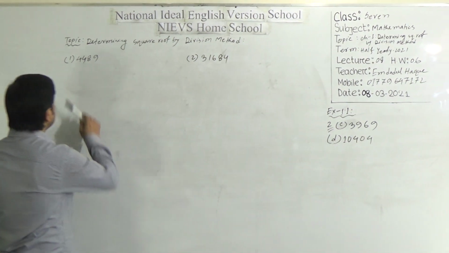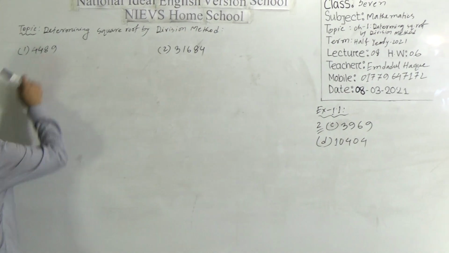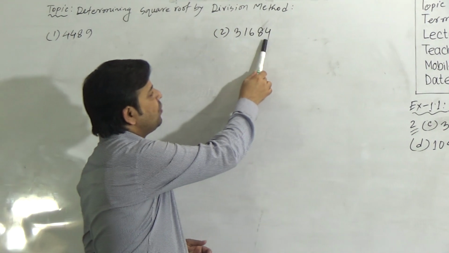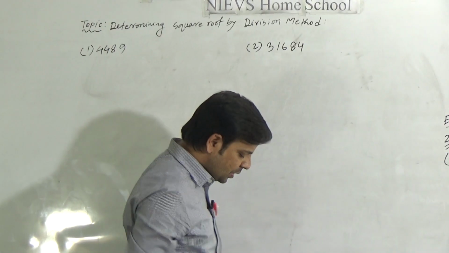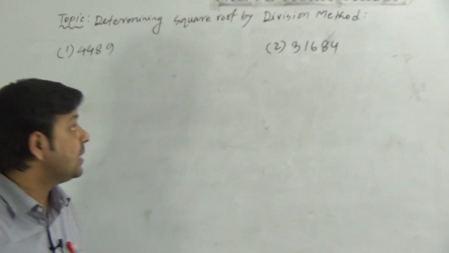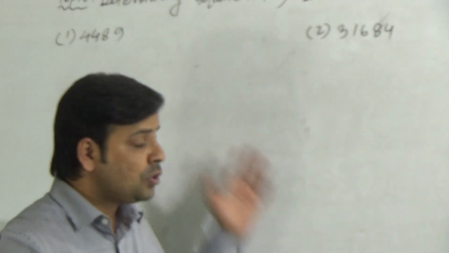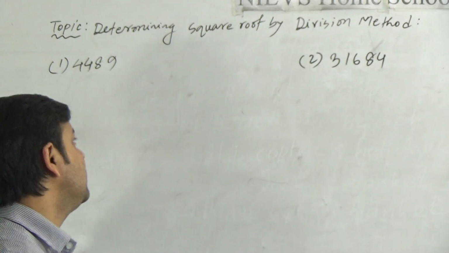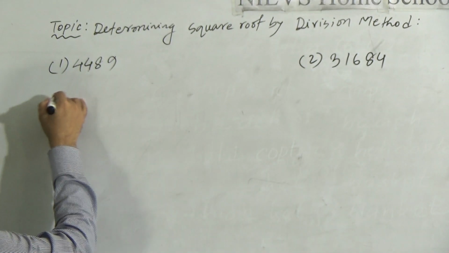I have written two numbers here. First one is 4489 and second one is 31684. I will show you how you can determine the square root of this number. When we do this, we will learn the method also for determining the square root. So I am writing the solution.